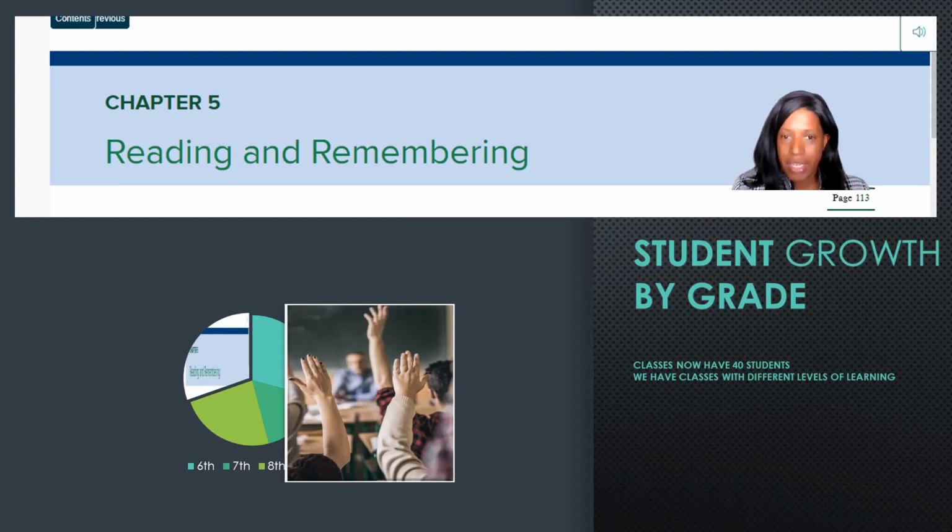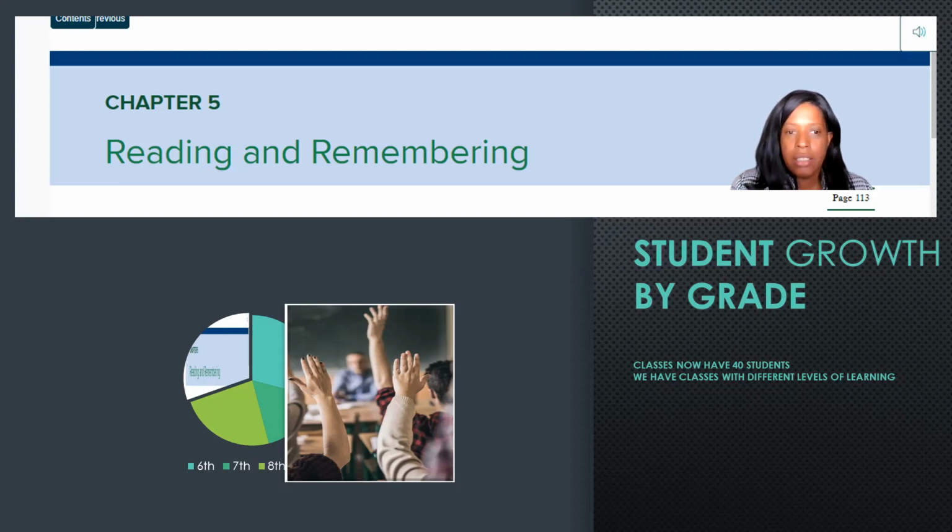Now, within the topic or below the topic, there are headings. And if you know what headings means, they are little subtopics below the main topic. So there are little topics inside, and they are used to separate each idea that the writer is talking about. So what would be a heading on this page? Student growth by grade. Wow, that's simple.